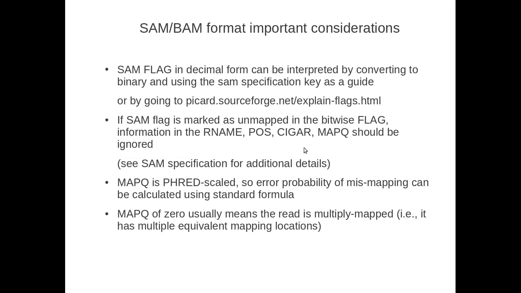Okay, so the map queue is Phred scaled, so we can apply the same formula into determining the error probability of a particular mapping. And the map queue of 0 often has a special meaning, which means that the read itself is multiply mapped.